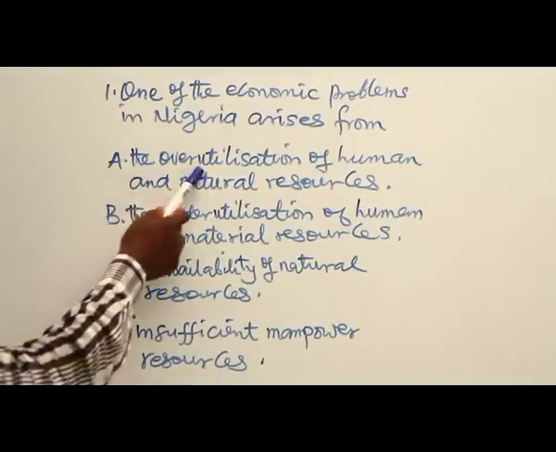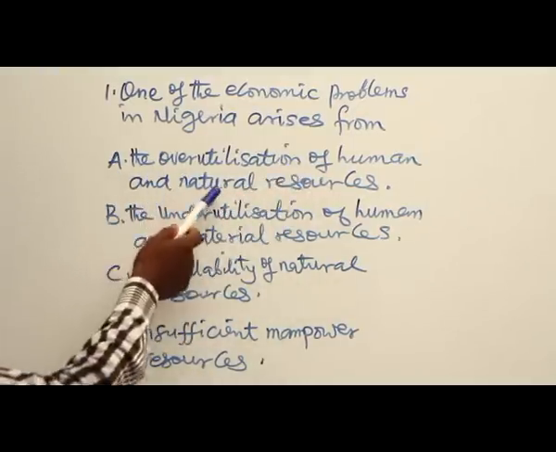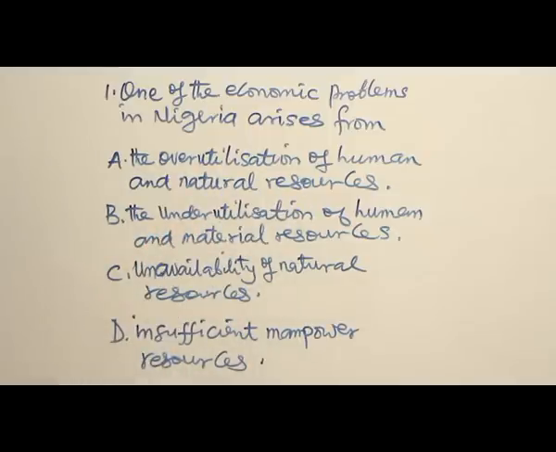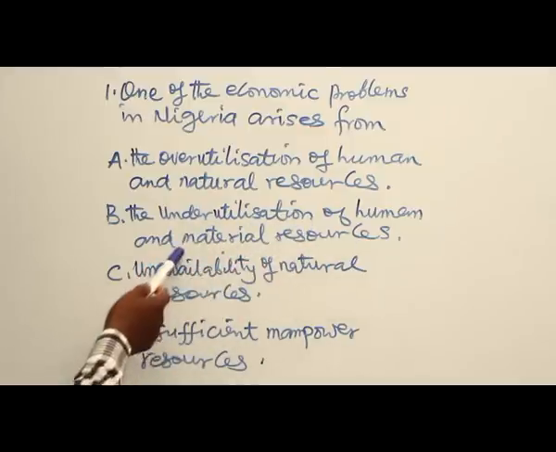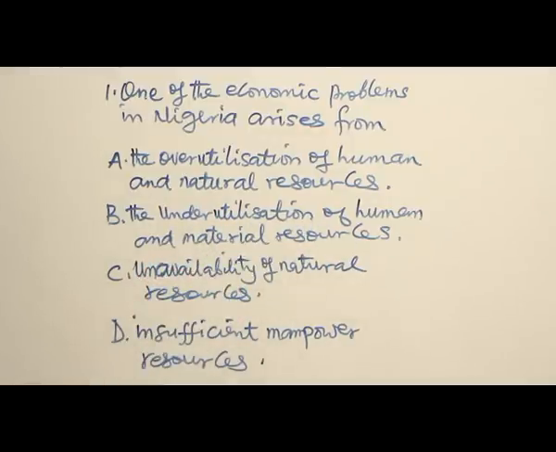A. The overutilization of human and natural resources. Nigeria is yet to tap the available resources. So the question of overutilization does not come in. So A is not correct. B. The underutilization of human and material resources.